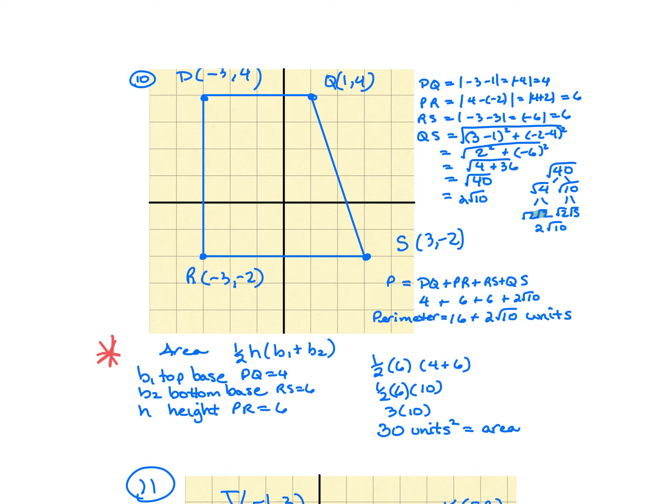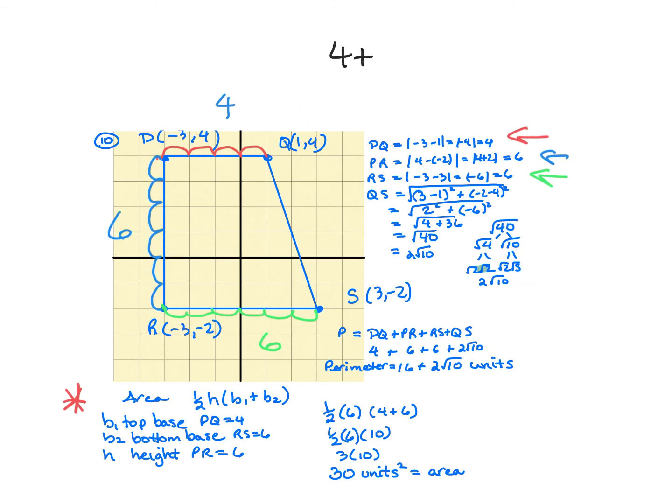So what we could do here is, since we've graphed the ordered pairs to find the perimeter, we could have just counted the squares. For this side, PQ is 1, 2, 3, 4, or you could have subtracted the coordinates. And then for PR, we could have also counted 1, 2, 3, 4, 5, 6, or subtracted the coordinates. So this one was 4. And then the same thing for RS. You could have counted 1, 2, 3, 4, 5, 6, or subtracted the coordinates. So far for my perimeter, I've got 4 plus 6 plus 6, so that's 16.